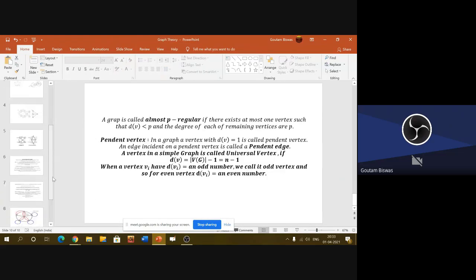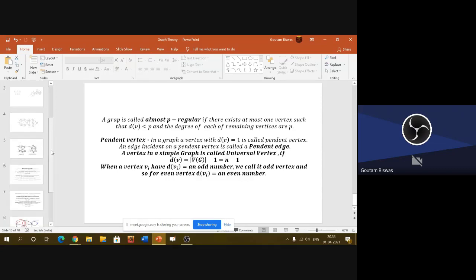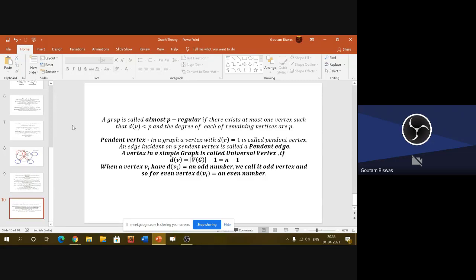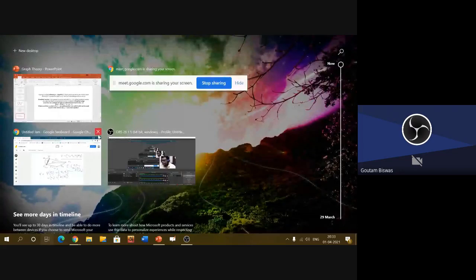I shall do the theorems later, but on the basis of these there are several theorems, many theorems. You have to read these theorems. That will be next. So I think today I don't want to proceed further.